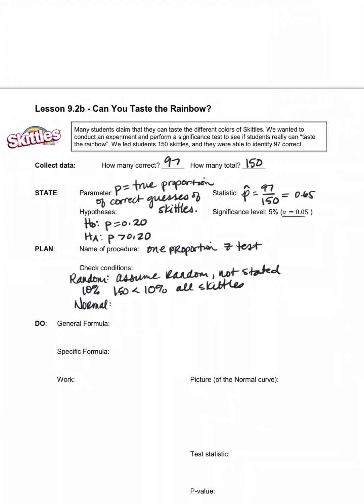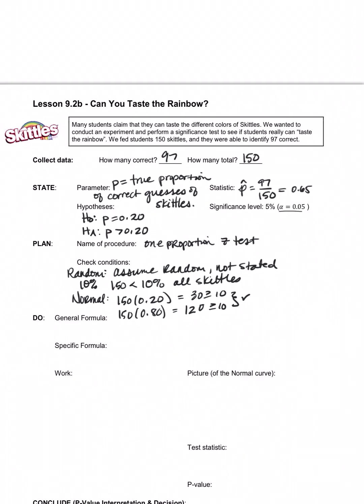And then normal. How are we going to know if it's normal? Large counts test. So we take n times p, our p not value, the 0.2, right? So that would be 30. Greater than 10, and then we do 150 times 0.8, and that would be 120. Definitely greater than 10. I'm sure the Skittles were random, right?